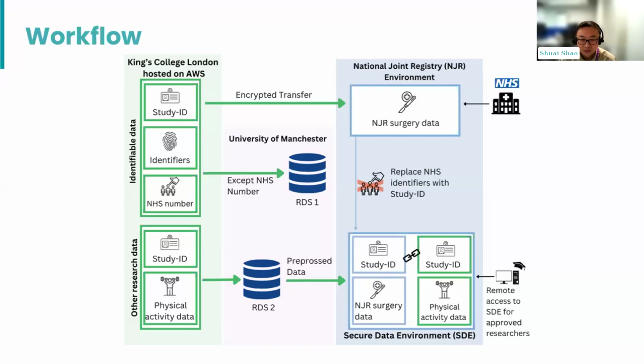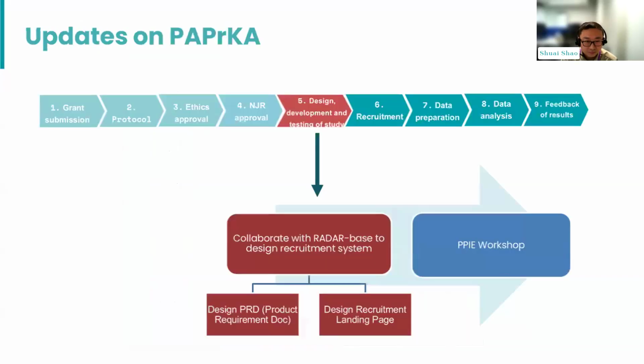Here at Manchester, we process the activity data to maintain data quality and consistency across different devices. Then we transfer the activity data to NJR to link with surgery data using a unique study ID assigned to each participant. This linkage will allow us to create a comprehensive dataset that supports in-depth analysis.